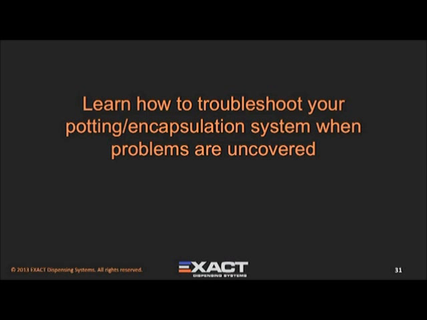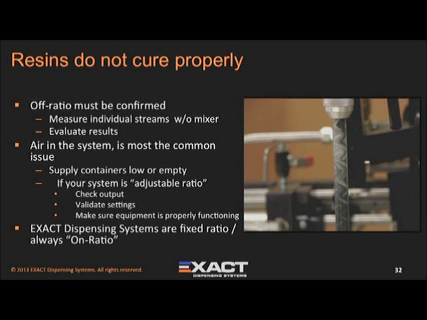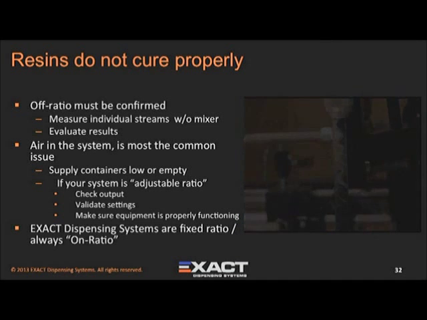So, how do you troubleshoot your system when you determine you have a problem? We first suggest you must determine if the meter mix system is metering on ratio or not. Start by taking physical measurements of individual resin and catalyst stream after metering but before mixing.